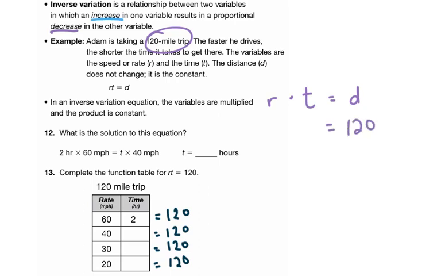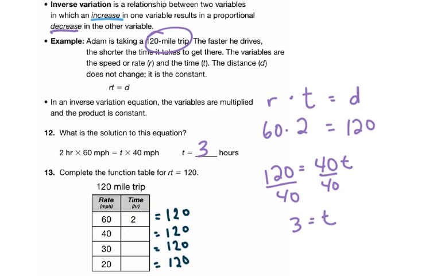So they're saying if you go 60 times 2, it's going to get you there at 120. It's going to get you to your 120 miles. So if you're going 60 miles per hour for 2 hours, you get there in 120 miles. So in number 12, we're going to do T times 40. So we have to figure out what 120 equals 40T. What can you do to solve that? We got to isolate our variable. So good, we're going to divide both sides by 40, and we're going to find out that T equals 3 hours. And you're going to write it right here.